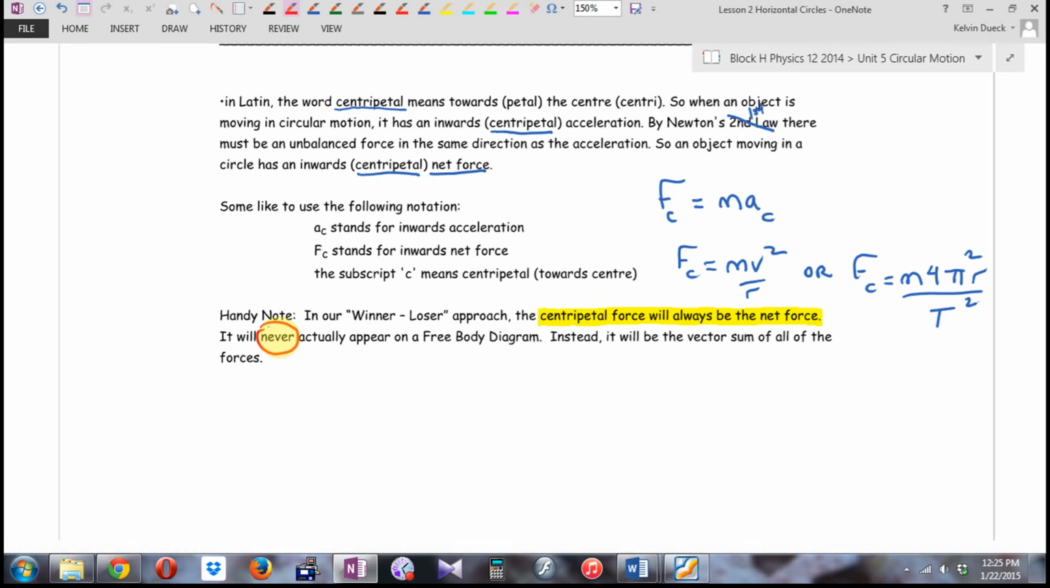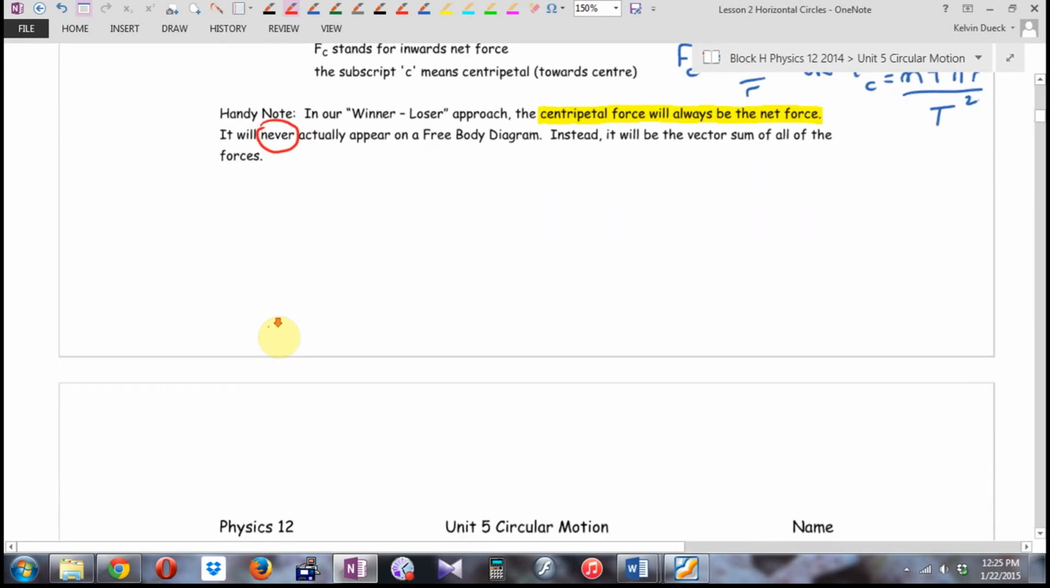How will I know it's Fc? Because you're moving in a circle. If you're not moving in a circle, it's ma. If you are moving in a circle, it's mac, which is going to be mv squared over r or m 4 pi squared r over T squared. Let's do an example. Let's drive a car.